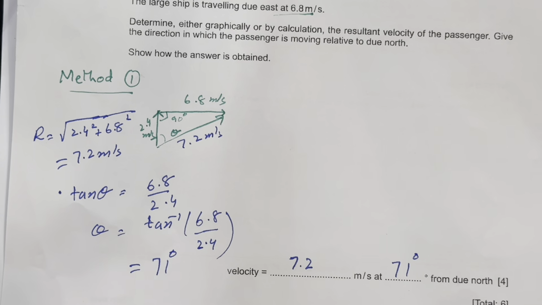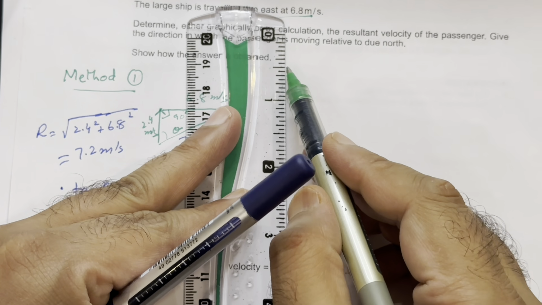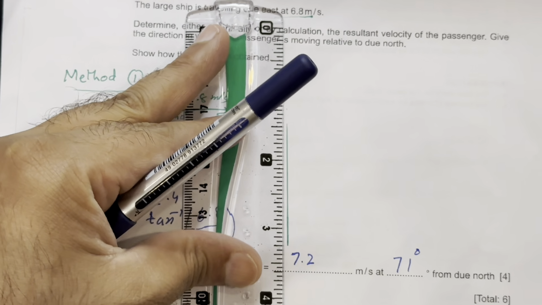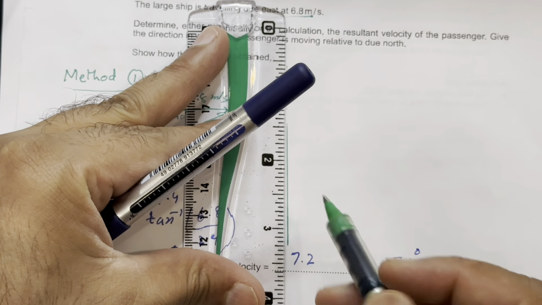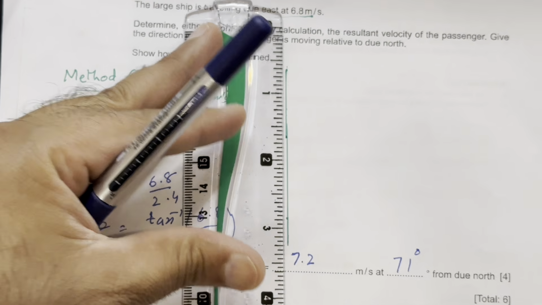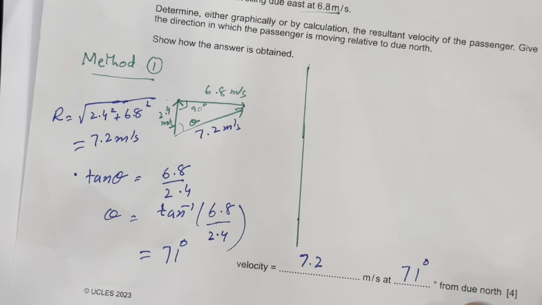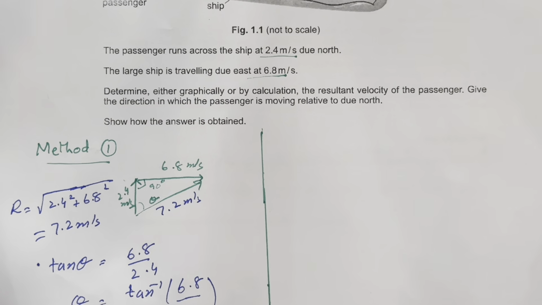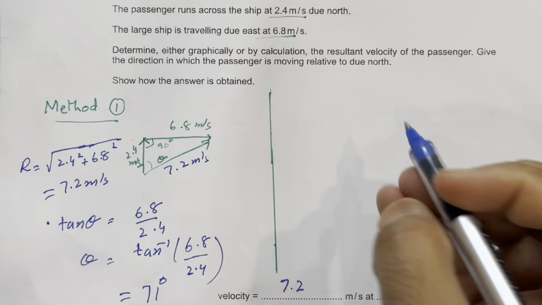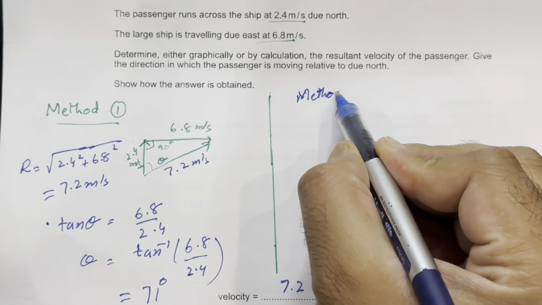Now I am going to use method 2 just for your understanding, because I know some students will find this method a bit easier compared to the first method, and some students will find the earlier method a bit easier. It's your choice. Whichever method you use, the examiner would give you full credit. So choose wisely the method that suits you best.